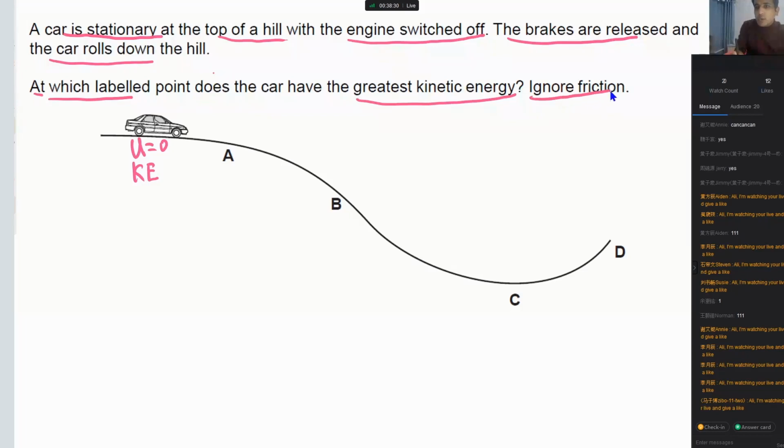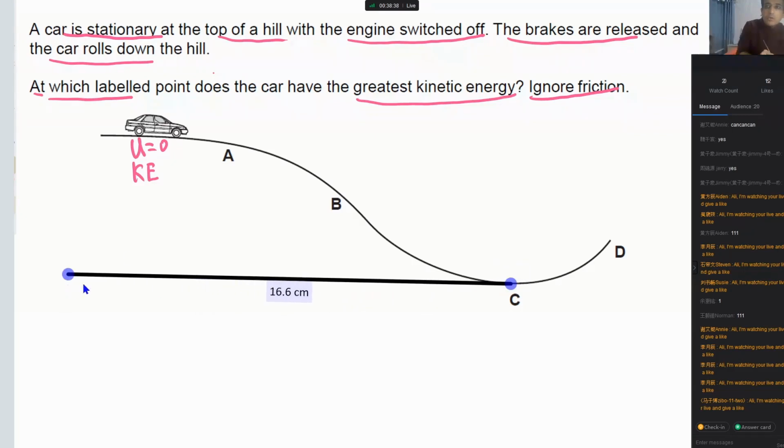We can ignore friction. So again, we can go back and draw a line. And now from here you can see this is the height. So this is height h. When the car is at this point, kinetic energy is 0 and the GPE of the car is equal to mg times h. This is our reference line. We are taking h equal to 0 here. So GPE at this point is equal to 0.